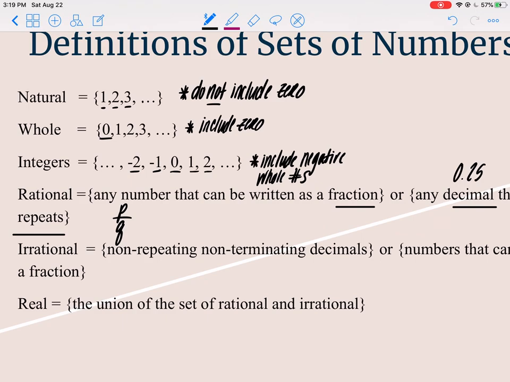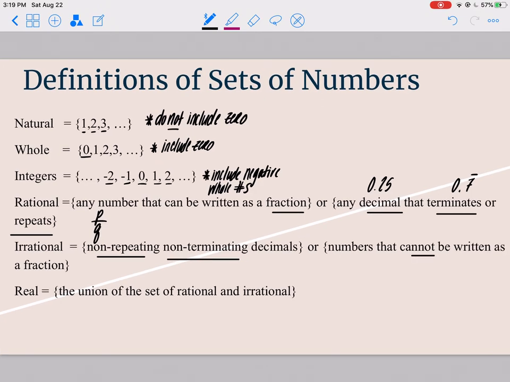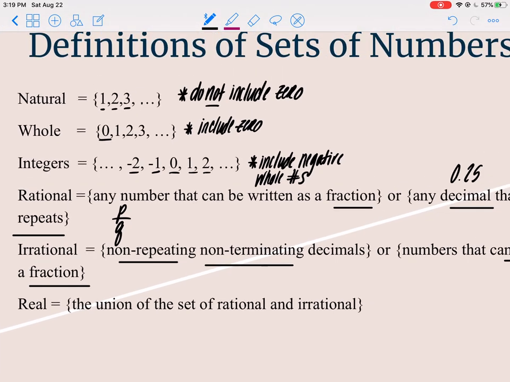Irrational numbers are non-repeating, non-terminating decimals, or numbers that cannot be written as a fraction. An example of an irrational number would be pi, the pi symbol, which is approximately 3.1415926, etc. For pi, there's no pattern. We have calculated billions and trillions of digits of pi, and there's still no pattern. So it's irrational because we can't really explain the pattern.